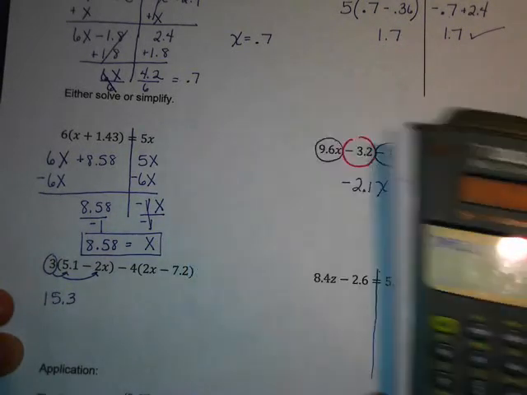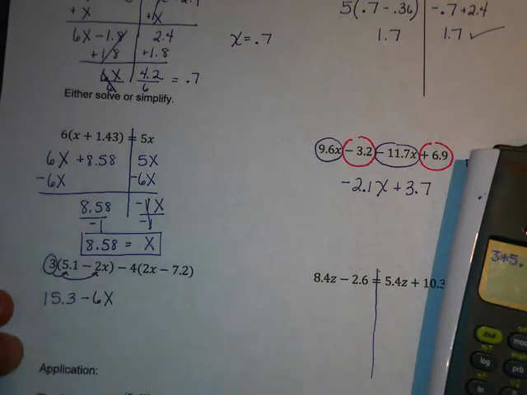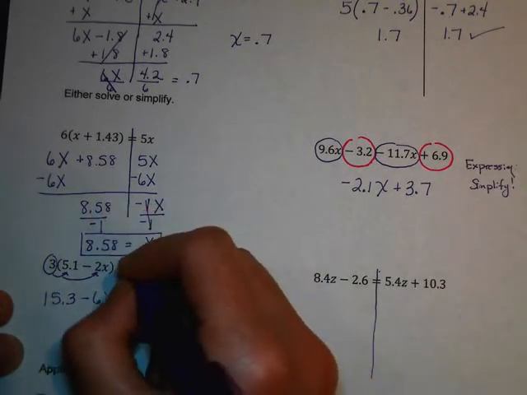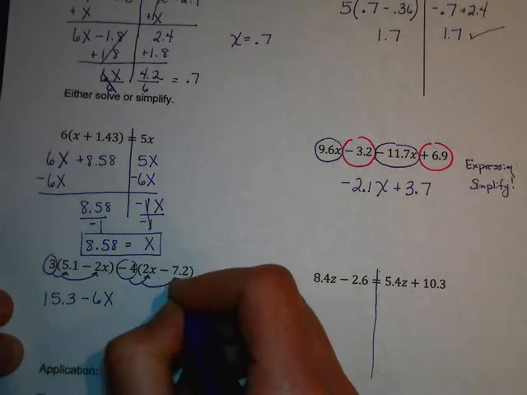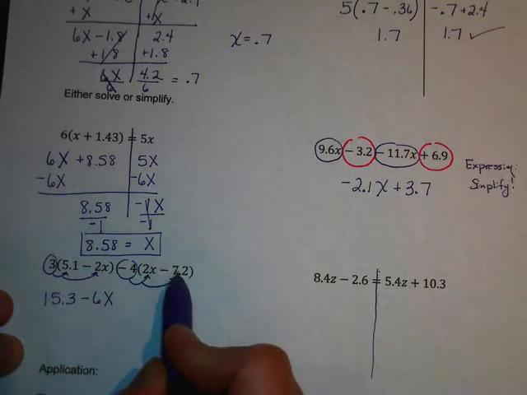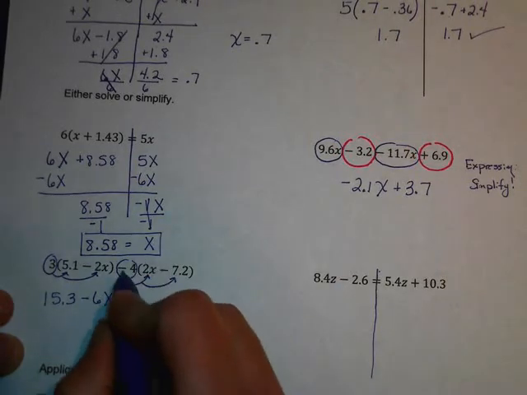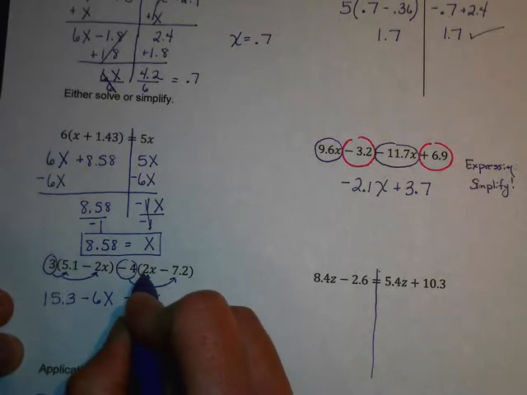So hopefully you did this. 3 times negative 2 is negative 6x. Now I want you to be very careful with this. We're going to distribute a negative 4 to both of these terms. Remember, the sign can't be separated. So this will be minus 8x because you have negative 4 times 2.